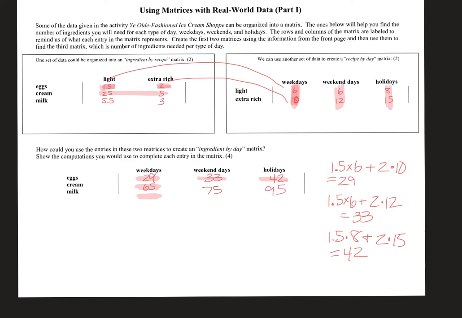And then we do the last one for milk. We go to that, how much milk do we need for light and extra rich, and then times the 3 columns. And the numbers I got are the following. All right, so hopefully those numbers are the same that you were getting. But let's look at the next page.